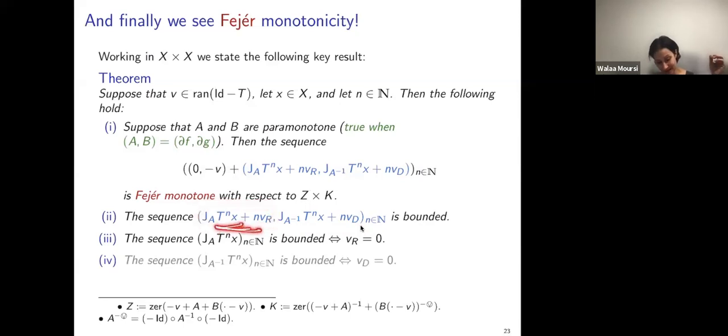Now, this is bounded. Therefore, the primal shadows, which is this part, would be bounded if and only if VR is 0. So now we have a characterization of when the shadows are bounded, which is actually beautiful. This is exactly what we were after. I mean, that doesn't finish the story because we are just at the boundedness. We don't know about the clusters, where they are, but at least we know that we are heading where we wanted to go.